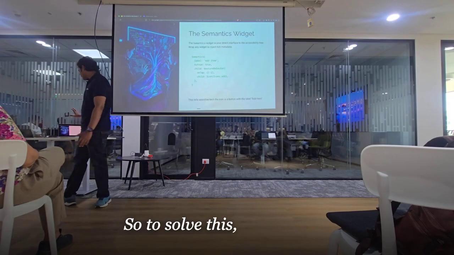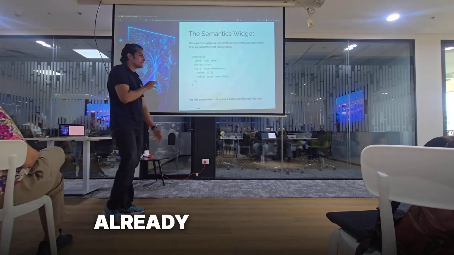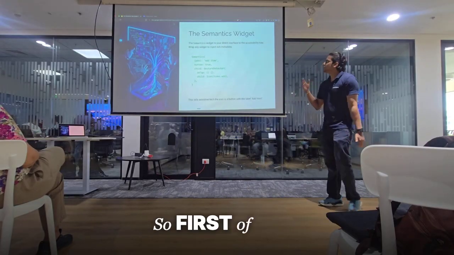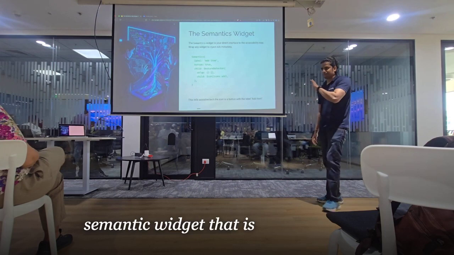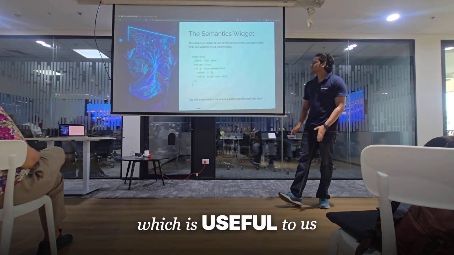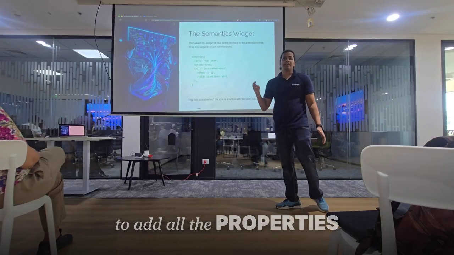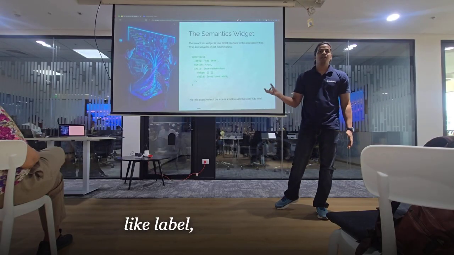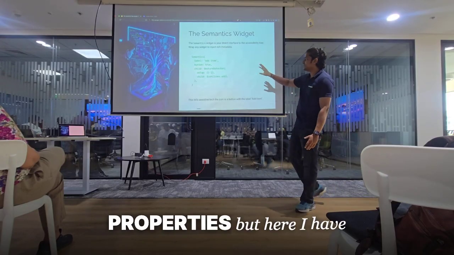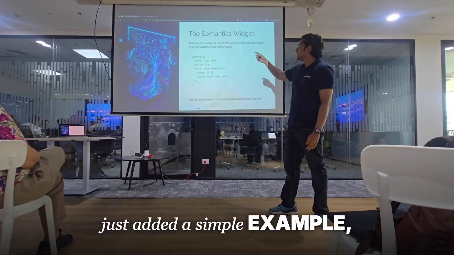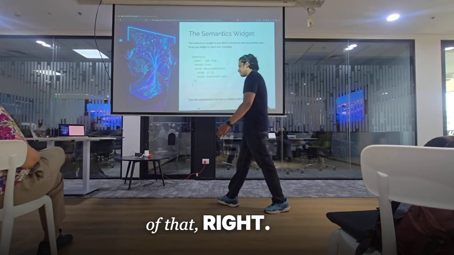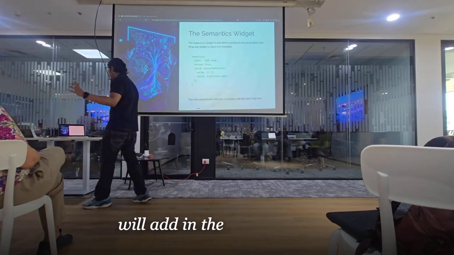To solve this, Flutter already gives us many widgets out of the box, right? First of all, the Semantics widget is the core widget which is useful for adding all the properties like label and whether it is focusable. It has multiple properties, but here I have just added a simple example: what the label is and what the property of that is, right? So it will be added to the semantic tree.